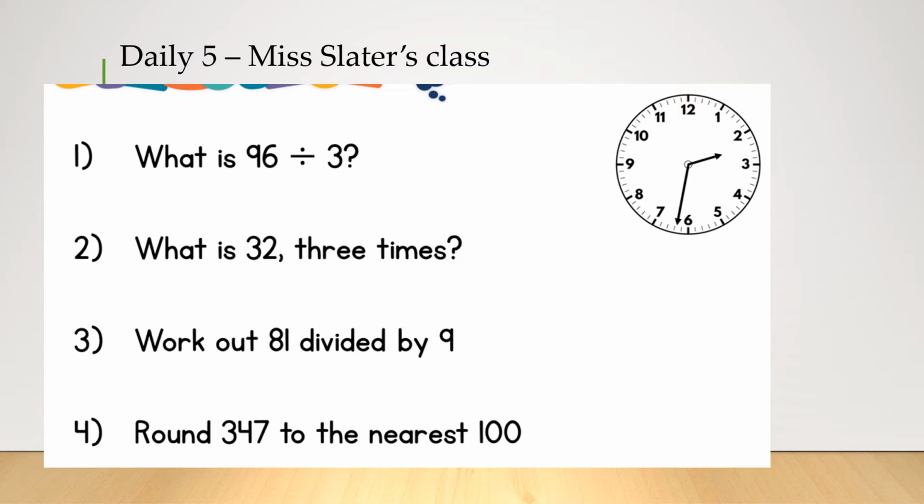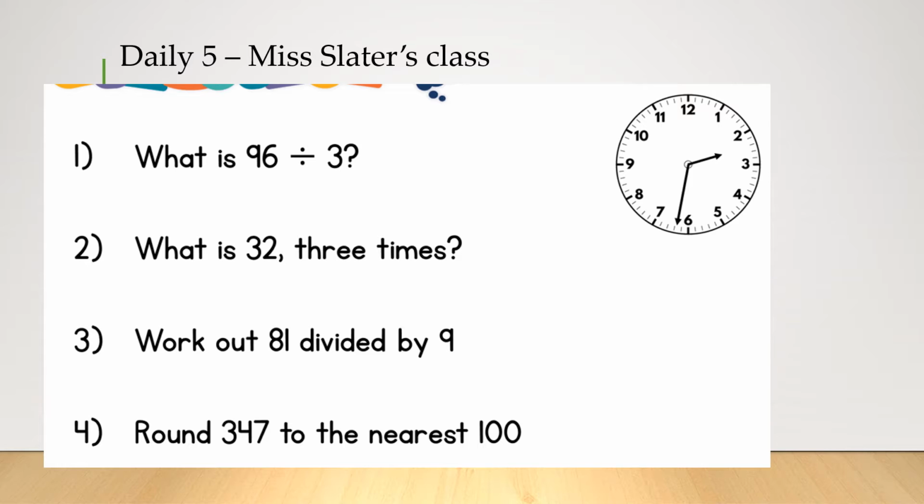Remember, just as a little reminder, the first question, what is 96 divided by 3? You would use your chunking method. Okay, you've practiced this many times before. Try and remember what that is. If you're in school, maybe Mr. Turnbull could show you. Boys and girls at home, have a real good think about that. And I will put on a picture in some of the resources to help you with that if you're still a little bit stuck. Question number 2, what is 32 multiplied by 3?